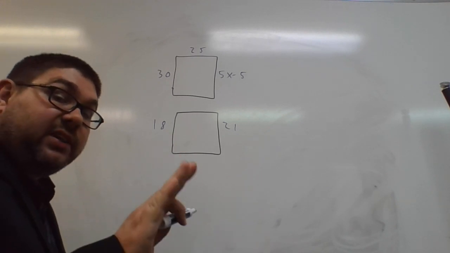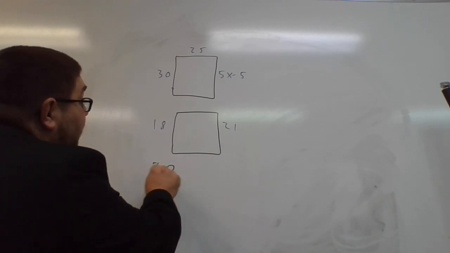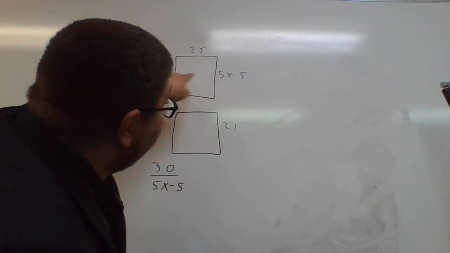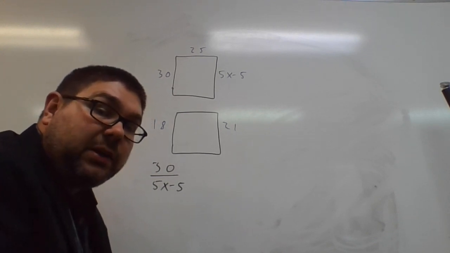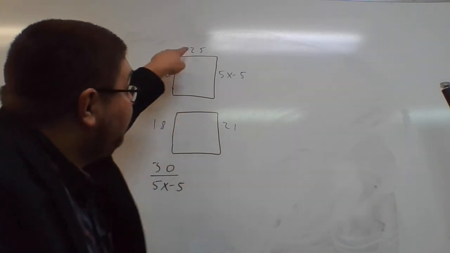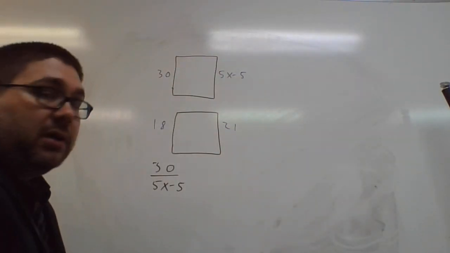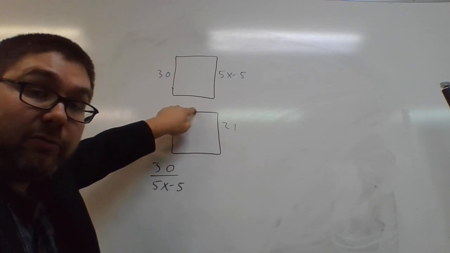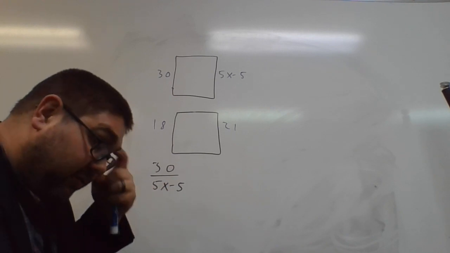I'm going to start by doing the exact same thing I did last time, which is set up my equation. I'm going to put 30 over 5x minus 5. Now, why am I picking 30 and 5x minus 5? Here's why. Because we have corresponding sides. See the 25? 25 doesn't mean anything. It's useless. I'm getting rid of it. He can go away. You know why he's useless? Because we don't have a measurement for the corresponding side of this figure.